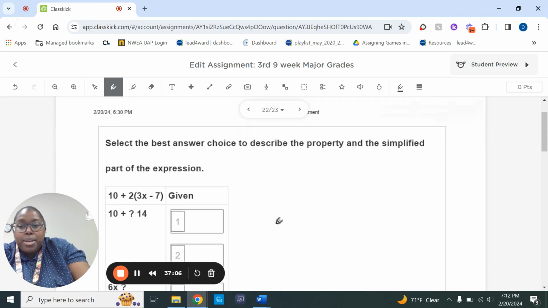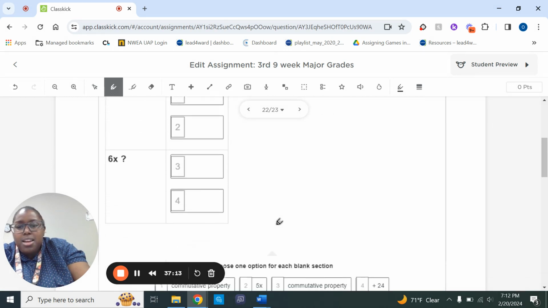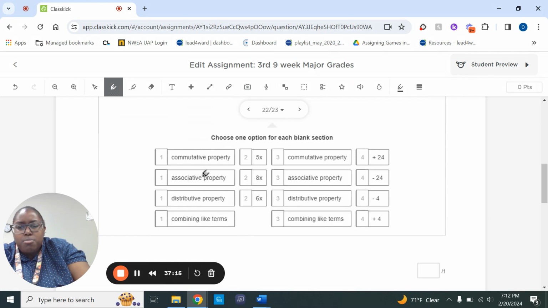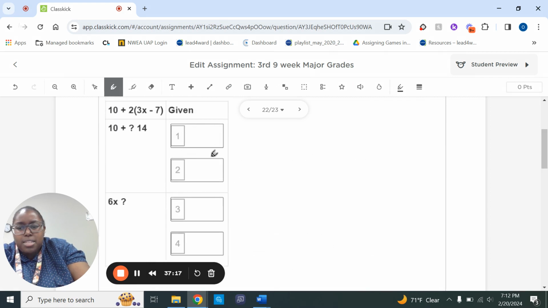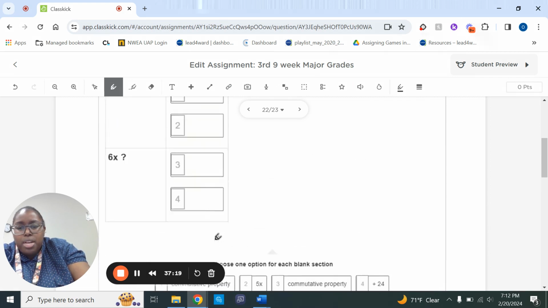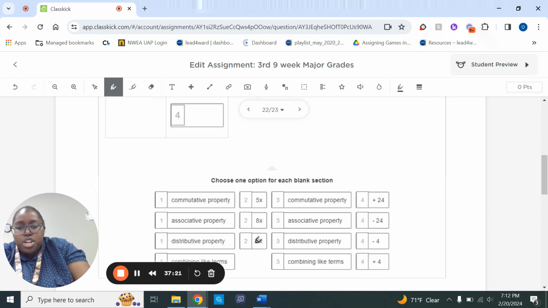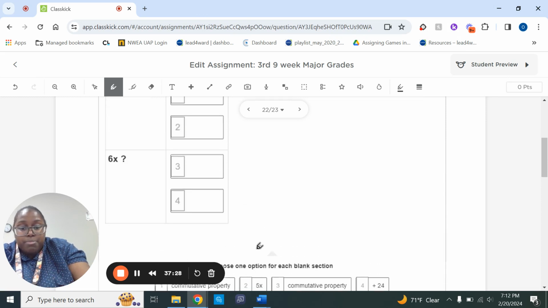So it says select the best answer choice to describe the property and the simplified part of the expression. Now notice it has 2 parts. Number 1, which is this box, you're going to be doing the property. In this box number 2, you need to figure out what is missing. So it's 5x, 8x, or 6x. One of them goes in that box.